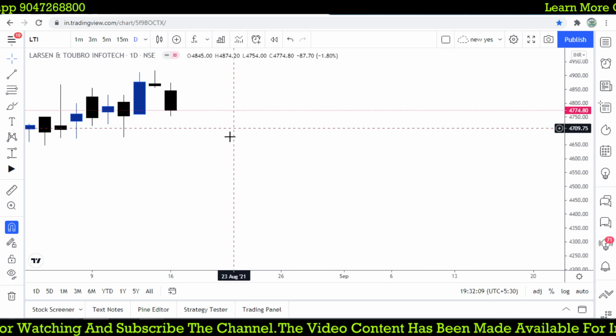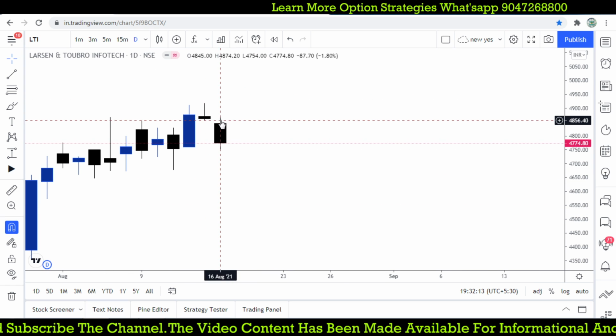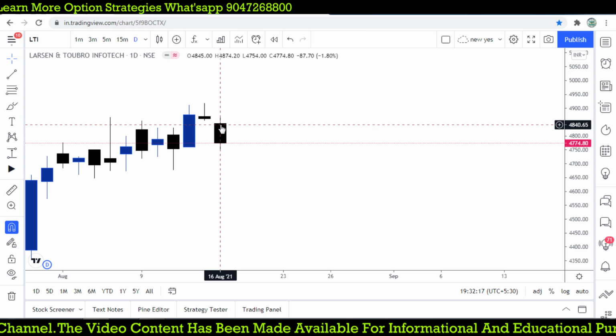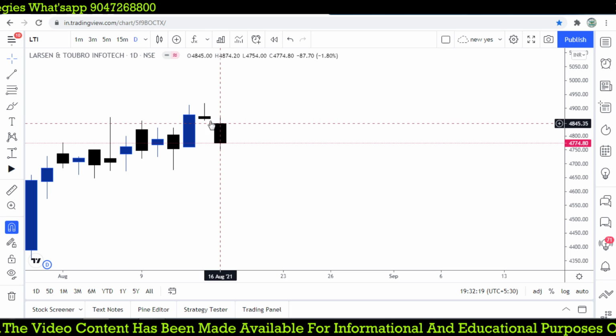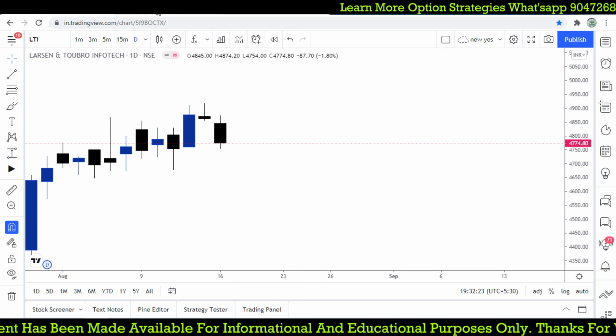So great again. This one, 4857 is the low where it had the opportunity today, and it made 4754 from the low of 48, almost 100 points. Today it generated the pattern on the daily candle.